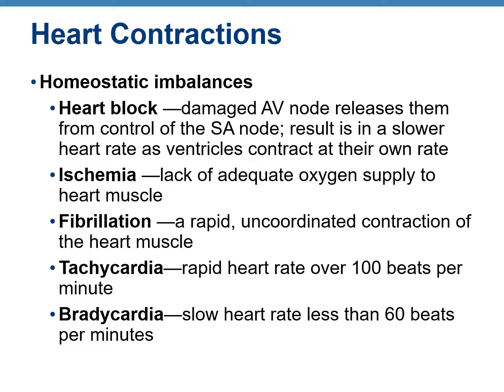If the SA node is not working, the AV node will work, but the heart beats at a much slower rate. What happens if the AV node is damaged? Then the other parts of the heart are released from the control of the SA node. This results in a much slower heart rate because the ventricles will be contracting at their own rate.